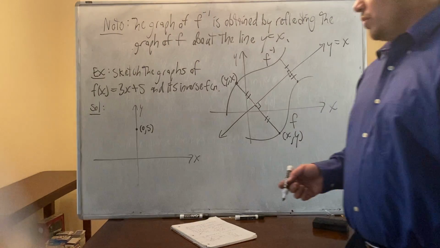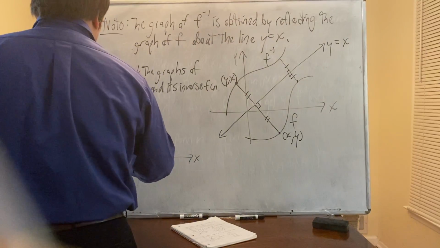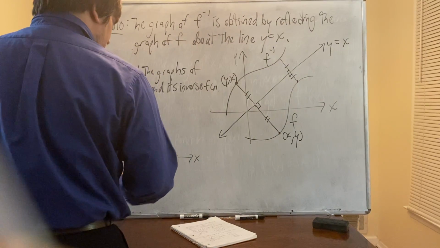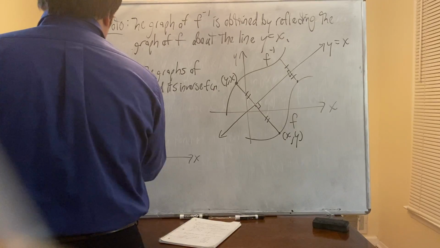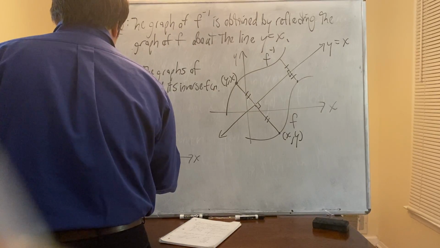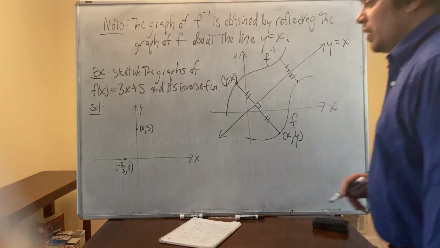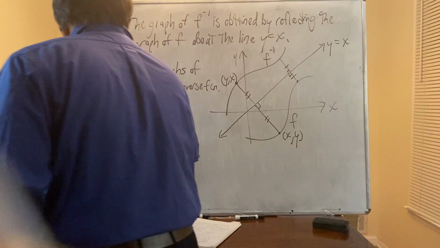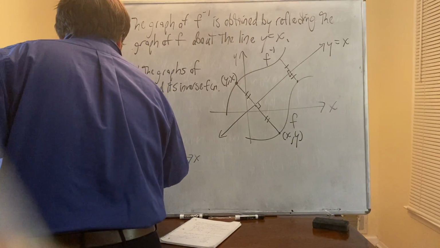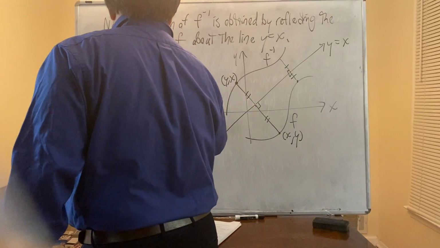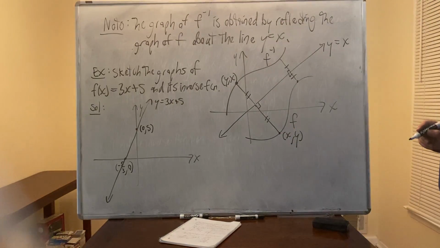When y is 0, you get a negative here. Without worrying about the exact value, the point is negative 5/3. This is negative 5/3 comma 0. So it's a line that connects those 2 points. Let's draw a line through those 2 points. This is the line y equals 3x plus 5. That's f of x.